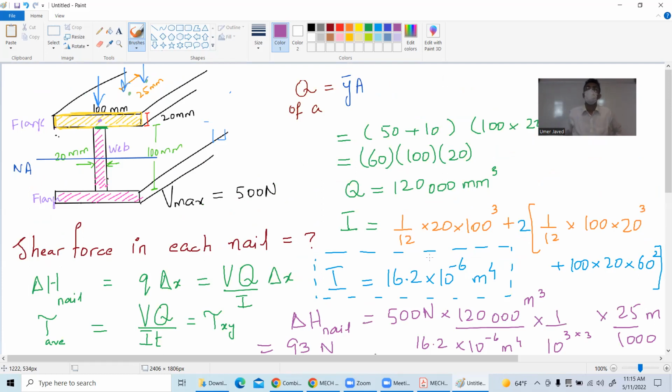It's reflected in the y-axis. That's why we can just find y bar by looking at it. Very good. So the neutral axis, you answered the question. The neutral axis is right through the center. So why would I find the centroid for this one?